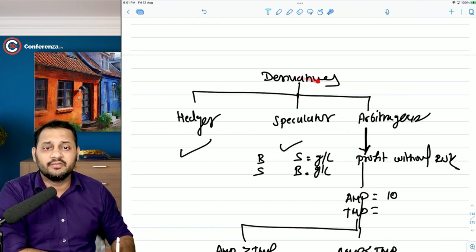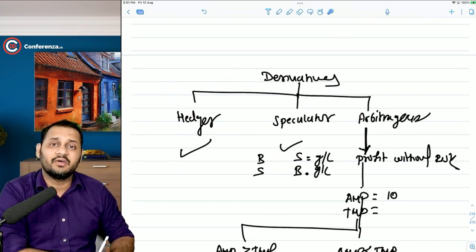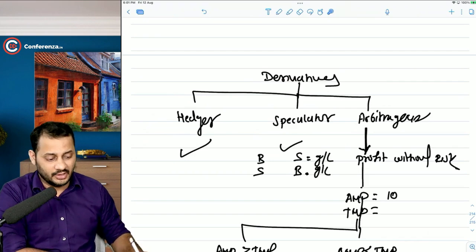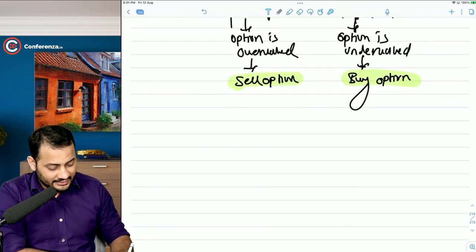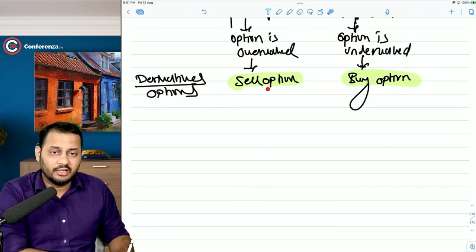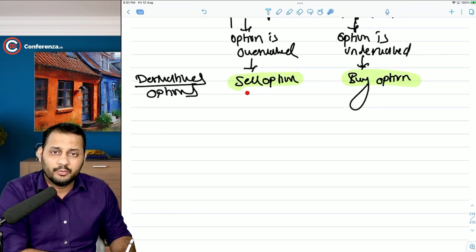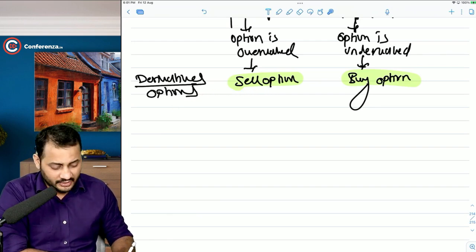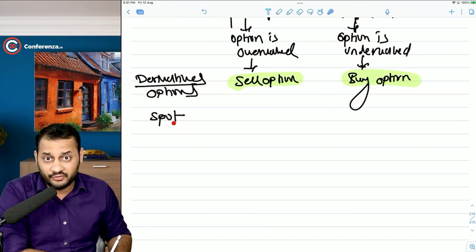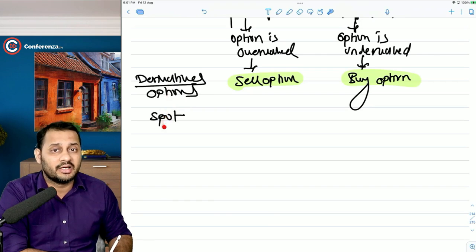So what is the difference between a hedger and an arbitrager? A hedger had the position already, and that's why he took the position in the derivatives. An arbitrager is just exploring the prices in both markets. Now, if he has decided that his action in the options market is a sell position, what do you think he is going to do in the spot market? This is for sure: he is going to enter into both the markets.